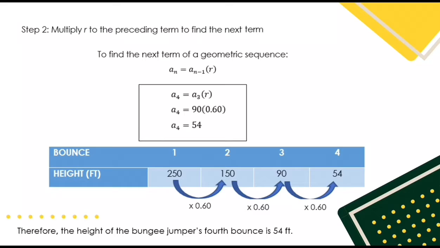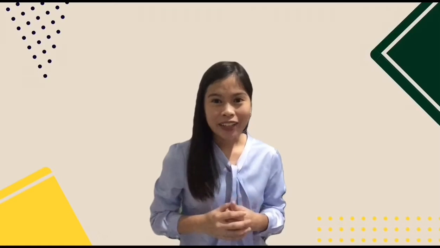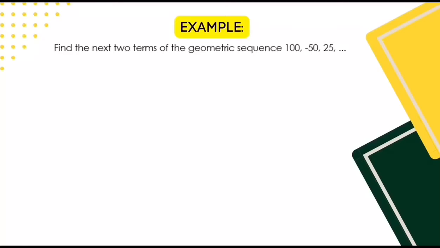That is how we apply the formula, and we simply multiply the common ratio to the preceding term to find the next term. Easy, right? Let's try it again. In the next example, we're going to find the next two terms of the geometric sequence 100, negative 50, 25, and so on.